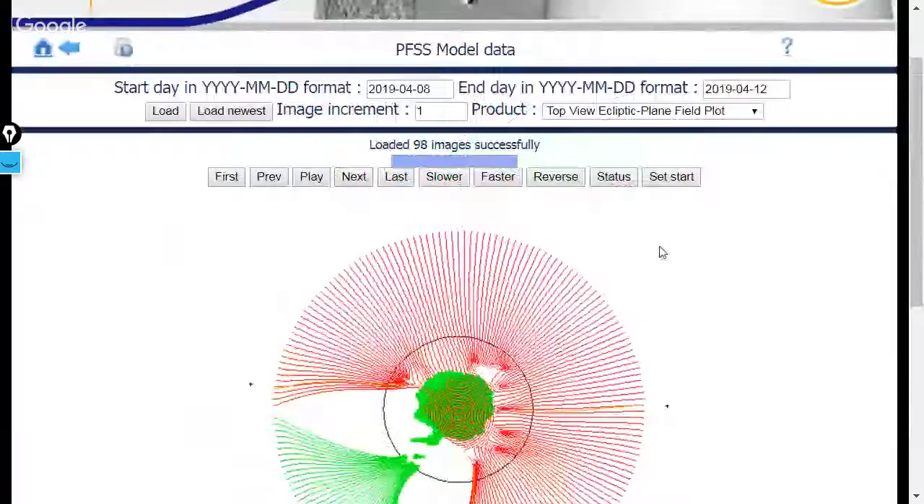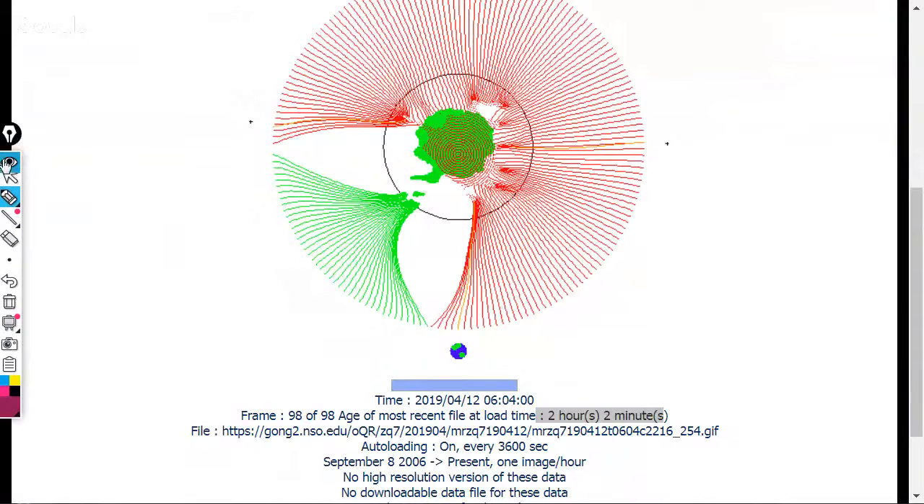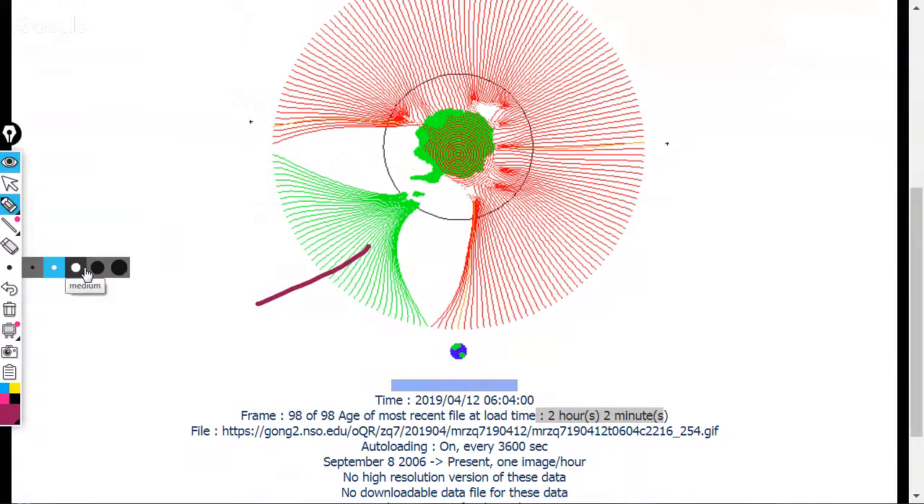Again, there's the last frame. This is 2 hours and 2 minutes old, and we should be making this crossing today into the other pole-oriented portion of the current sheet. Now, it's not the right one either. There we go. That's the one we use.